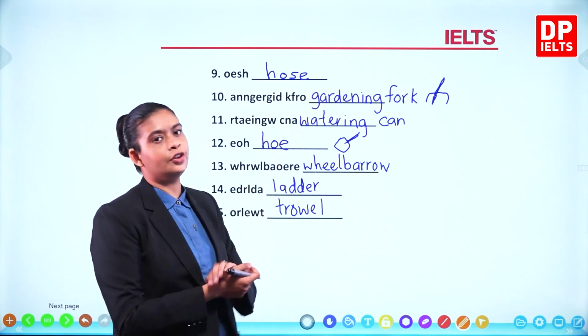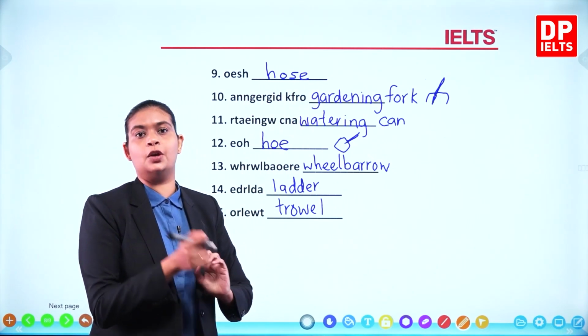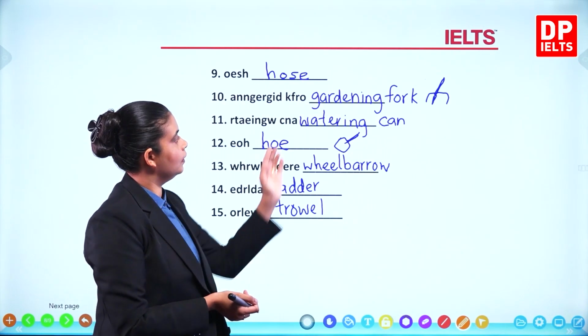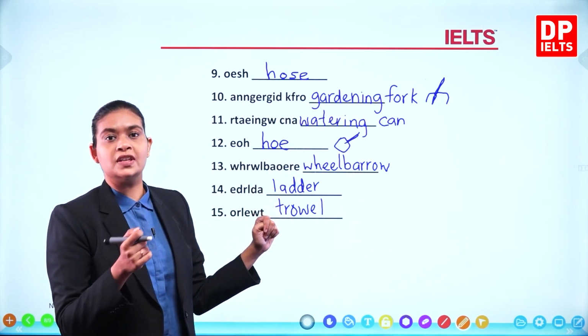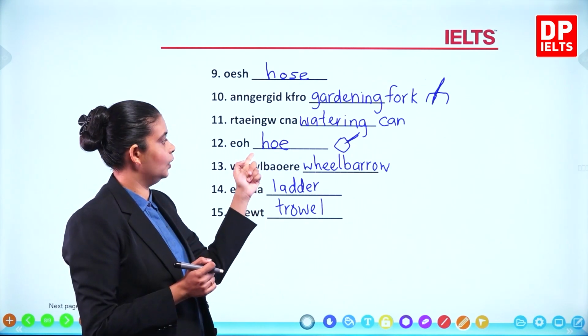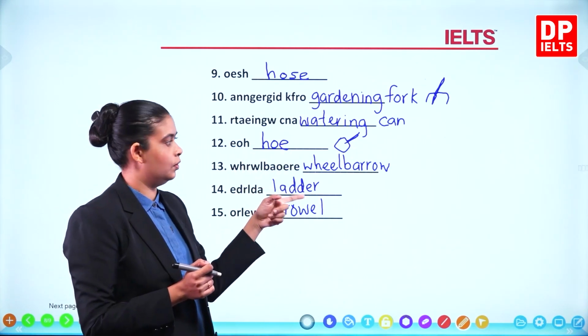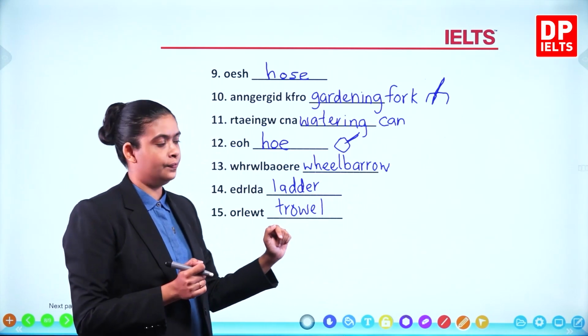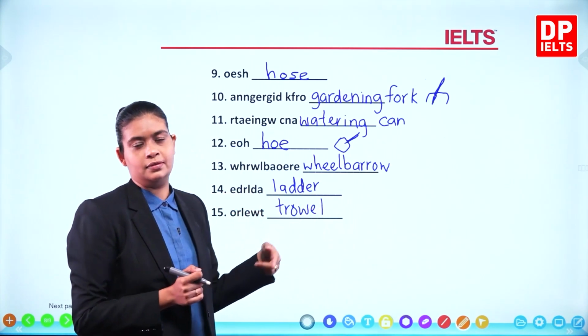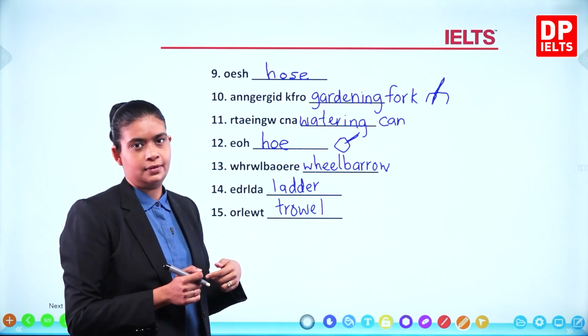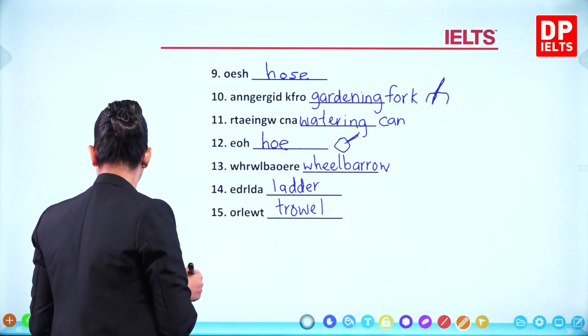Hose, it's not a horse as I told you before, it's a hose. Gardening fork, watering can, hoe, wheelbarrow, ladder, trowel. Okay? Right.